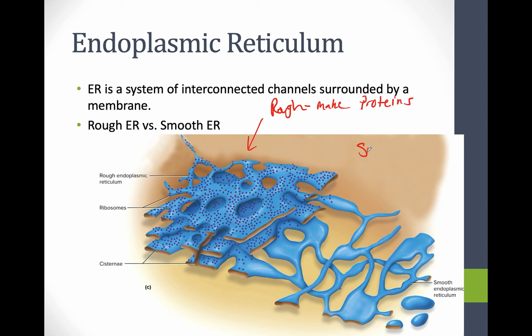The smooth looks different. So it doesn't have these ribosomes on it. When you look at it under the microscope, it literally looks smooth. And so this is for making things like lipids. So this makes lipids, and it stores calcium. It's also helpful in detoxification. One of the places in your body that has a lot of smooth endoplasmic reticulum is the liver, because that's where we actually detox a lot of poisons like alcohol.